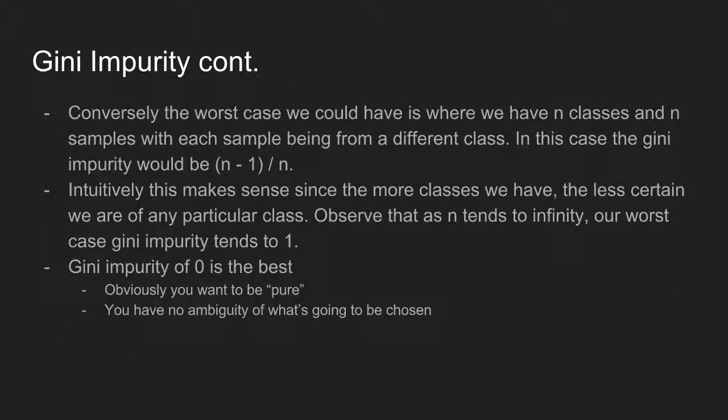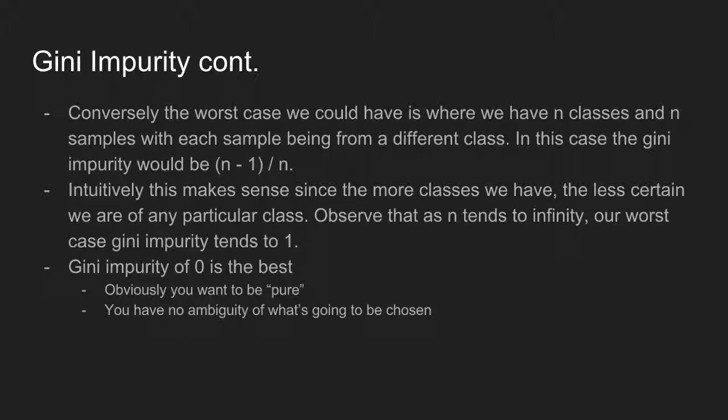Great. So that's the best case. 0 is the best possible gini impurity we could have. No impurity. Conversely, let's say that I had n different classes and n samples, with each sample being from a different class. In that case, our gini impurity would be n minus 1 over n. And if we take the limit as n goes to infinity, then that approaches 1. 1 is the worst possible gini impurity we can have.